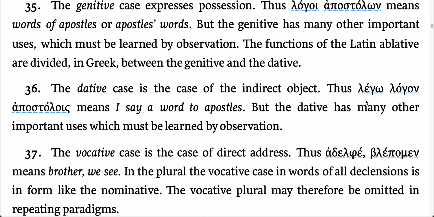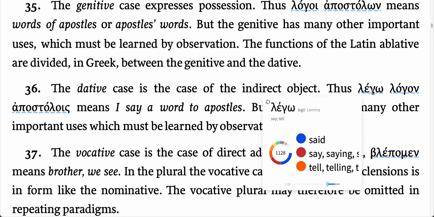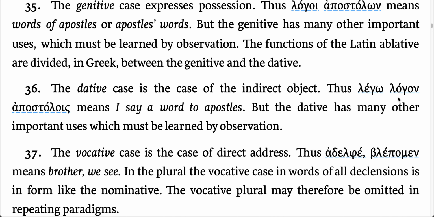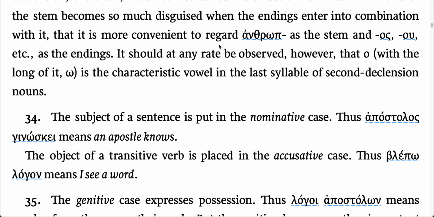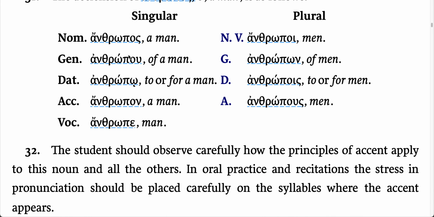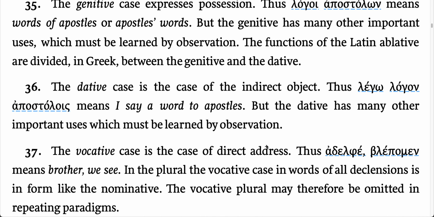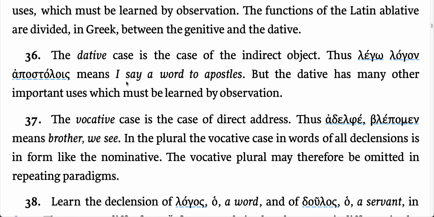Thus, if we have this little sentence here, lego logon apostolois, it means I say. That's present active indicative, first singular. This is logon, so that's accusative. This is ois, which is dative plural. So we come back up to the chart and we see that on is accusative singular. Ois is the ending for dative plural. So if we look at this, it's I say a word to the apostles, or to apostles. No article there.